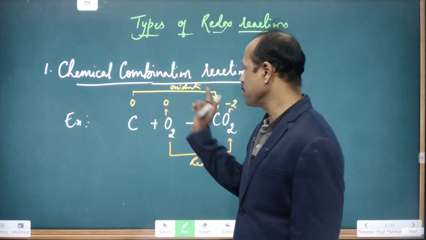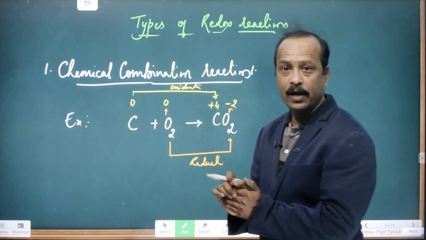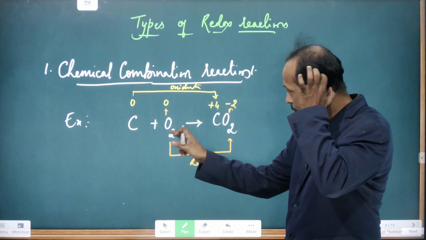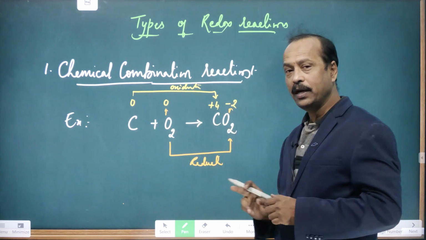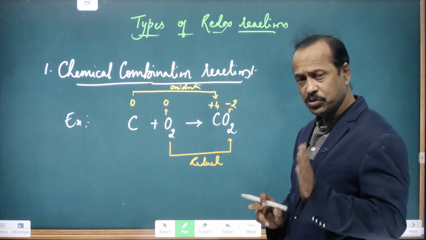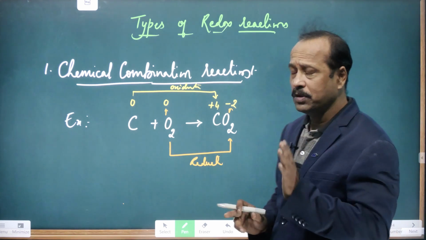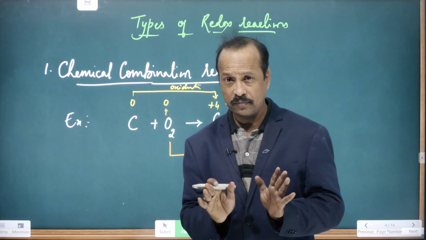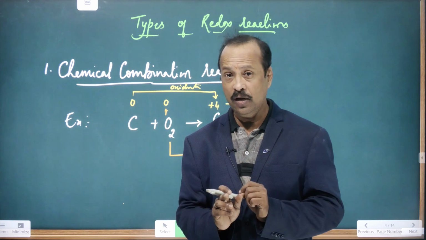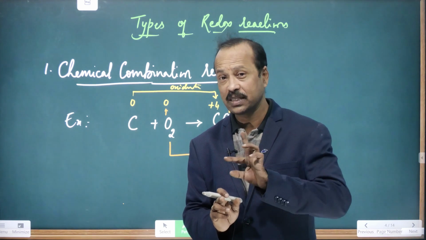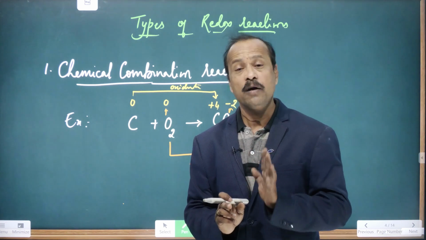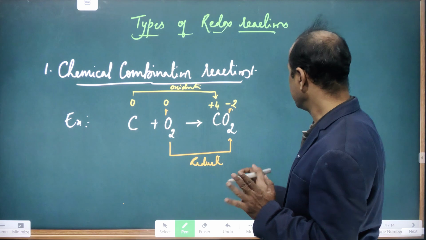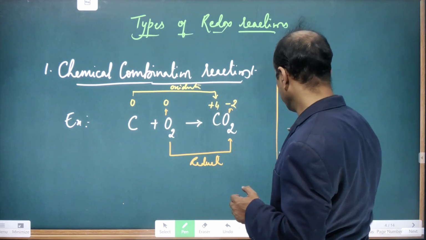So here this is a chemical combination. Two or more elements or compounds or reactants are combining to form a single product. It's a chemical combination, but it's also a redox reaction. But friends, here all chemical combination reactions are not redox reactions. When you say redox reactions, if there is a change in the oxidation number, then we can see the redox reaction.